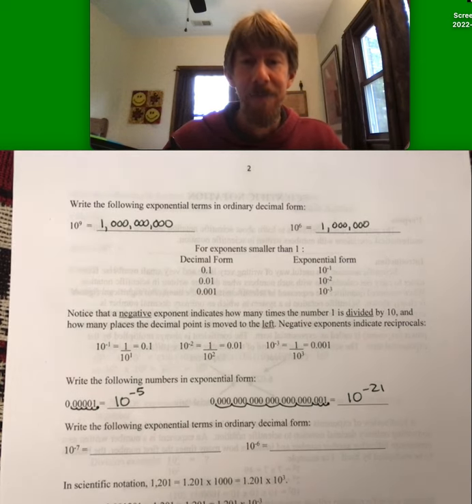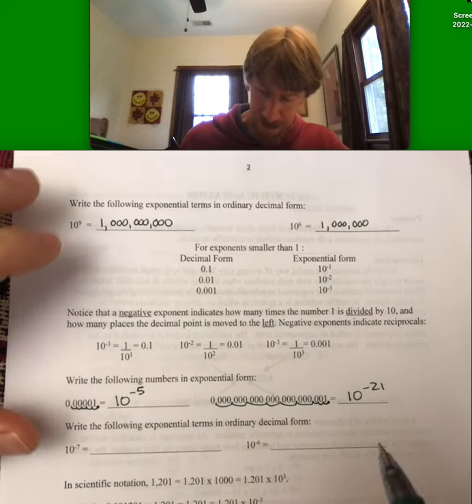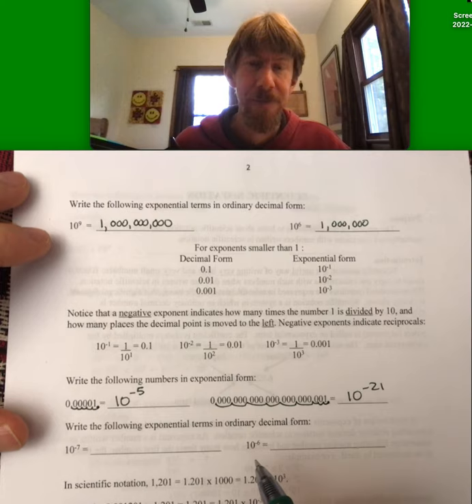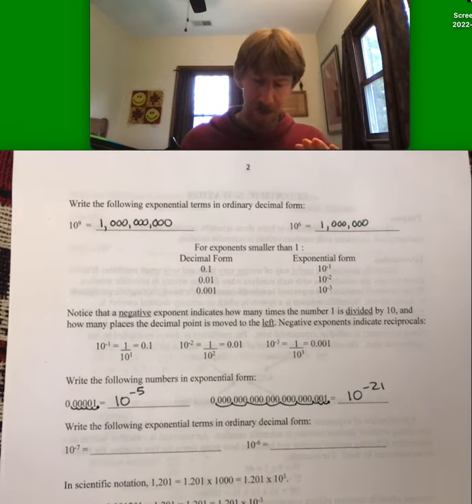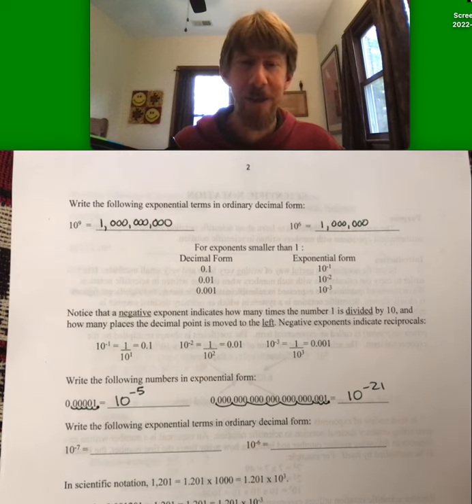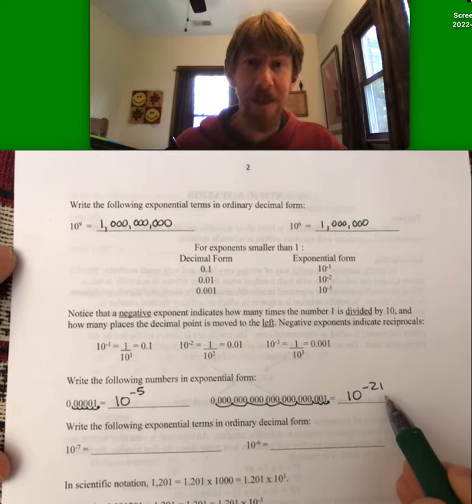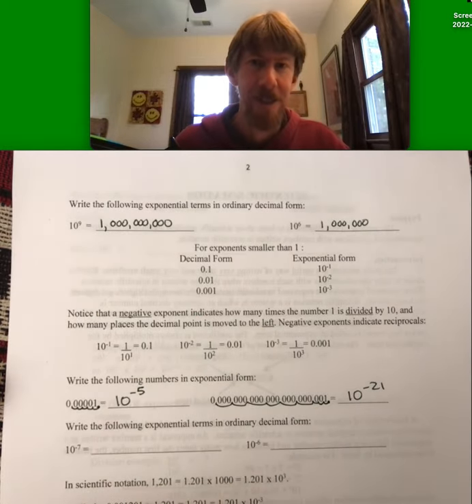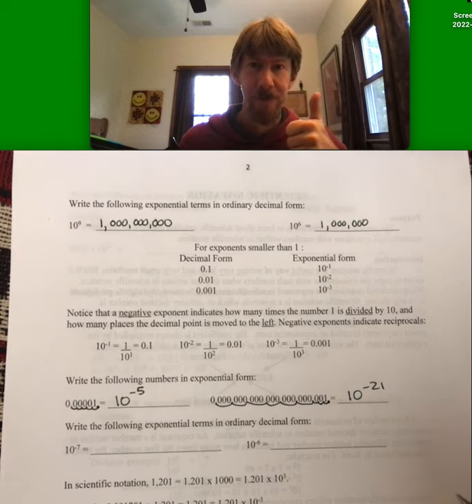Now, another way I like to do it is to think that if the exponent is negative, that means it's a very small number. Because I have a hard time moving the decimal point to the left or the right and keeping track of which direction I'm going. So what I remember is small numbers, numbers less than one, have negative exponents. Big numbers have positive exponents. And I find that takes me a long ways. Again, however you do it, work it out.